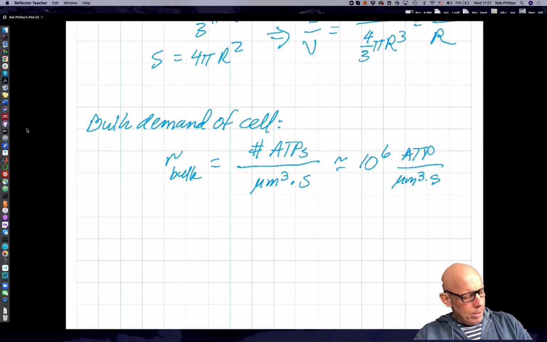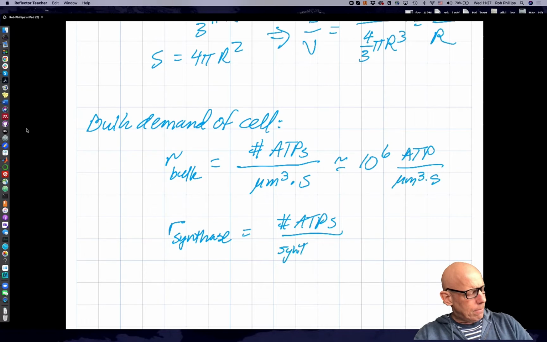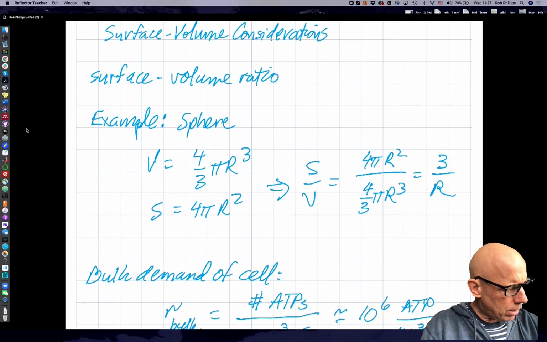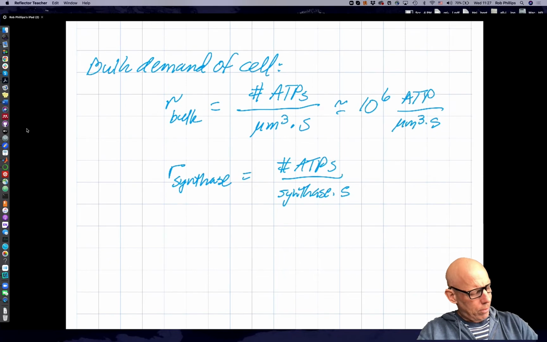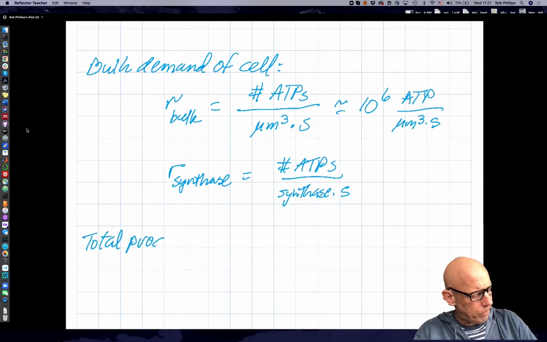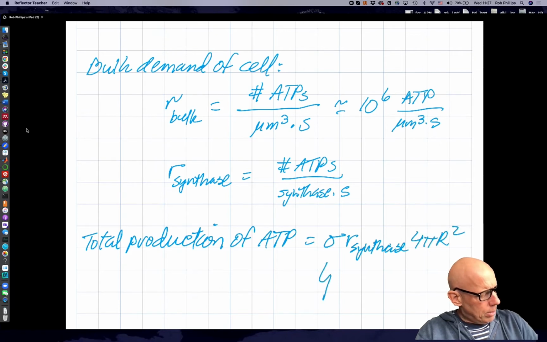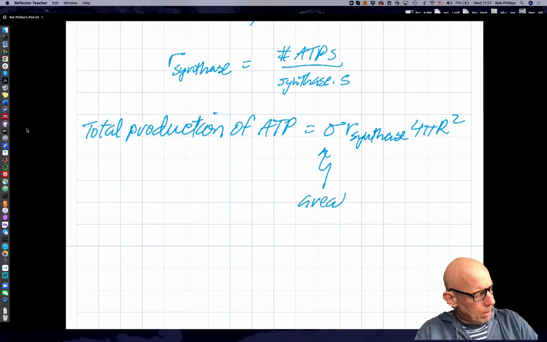Similarly, if I have R synthase, the number of ATPs per synthase per second, then I can compute the total amount of production of ATP, and that's going to be equal to sigma times R synthase times 4 pi r squared, where sigma is the areal density of proteins, areal density of ATP synthase, for example. But this is a more general point.